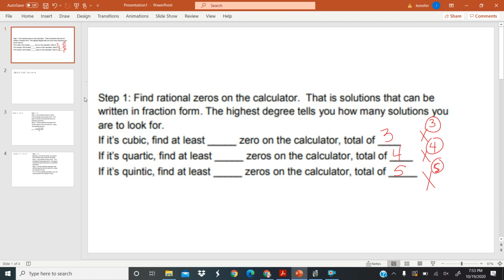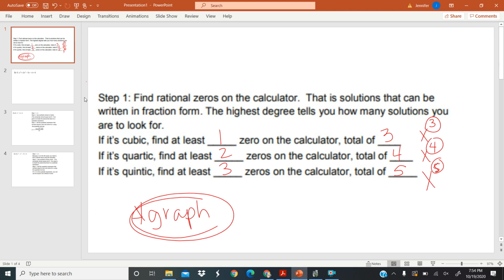And then the first step is always going to be to graph it and find as many zeros on the graph as you possibly can. So just make a note to yourself that you're always going to graph first and find as many zeros as you can. If it's cubic, or x to the third, you have to find at least 1 zero on the graph, and I'm going to show you what that looks like in a minute. If it's quartic, or x to the fourth, you have to find at least 2 zeros on the graph. And if it's quintic, you have to find at least 3 on the graph.